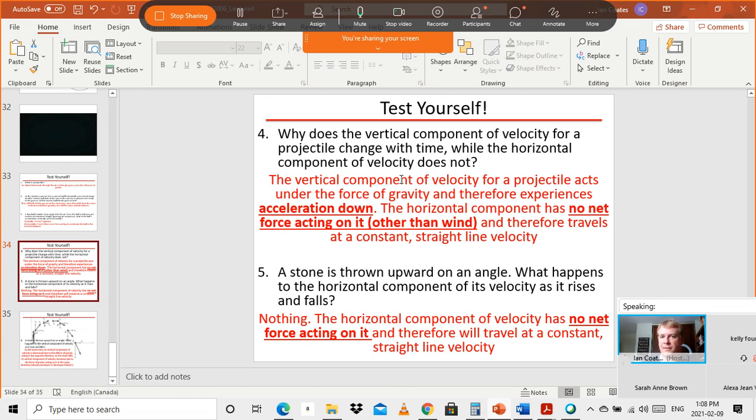the ball. A stone is thrown upward at an angle. What happens to the horizontal component of its velocity as it rises and falls? So here, a stone is thrown up in the air. What's going on with this horizontal component? Nothing. The horizontal component doesn't change. There's no forces acting on it. The thing is just going to go in a straight line.